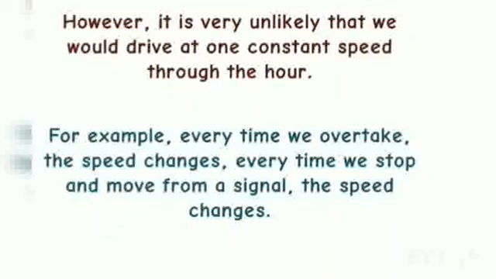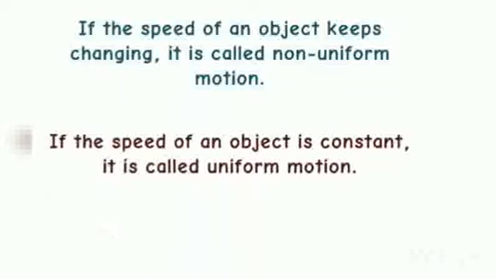For example, every time we overtake, the speed changes. Every time we stop. If the speed of an object keeps changing, it is called non-uniform motion. If the speed of an object is constant, it is called uniform motion. Let's look at the situations and say whether the motions are uniform or non-uniform.